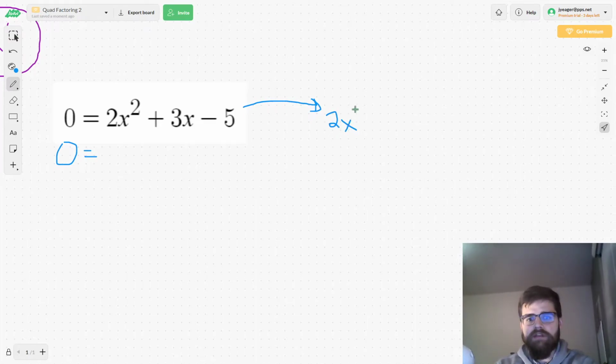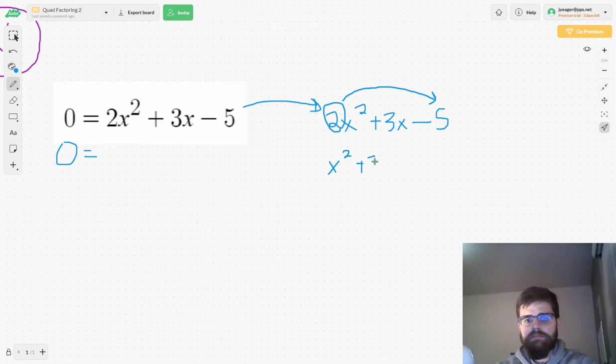Okay, so I got 2x squared plus 3x minus 5. And again, I'm doing this off to the side for a reason. I'm not even going to write the equals 0 part. Okay, so we can take the 2 and slide it to the end. That's how we start slide divide, slide to the end. So 2 times 5 becomes minus 10.